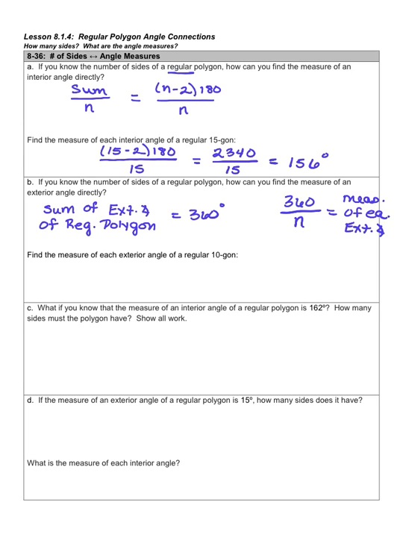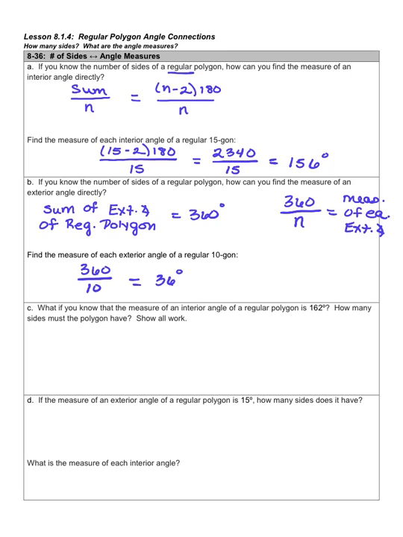So if we're asked to find the measure of each exterior angle of a regular 10-gon, a polygon that has 10 sides, we know that the sum of those exterior angles is 360 degrees, and we're going to divide it evenly among the 10 angles. That means each angle is 36 degrees, each of those exterior angles.